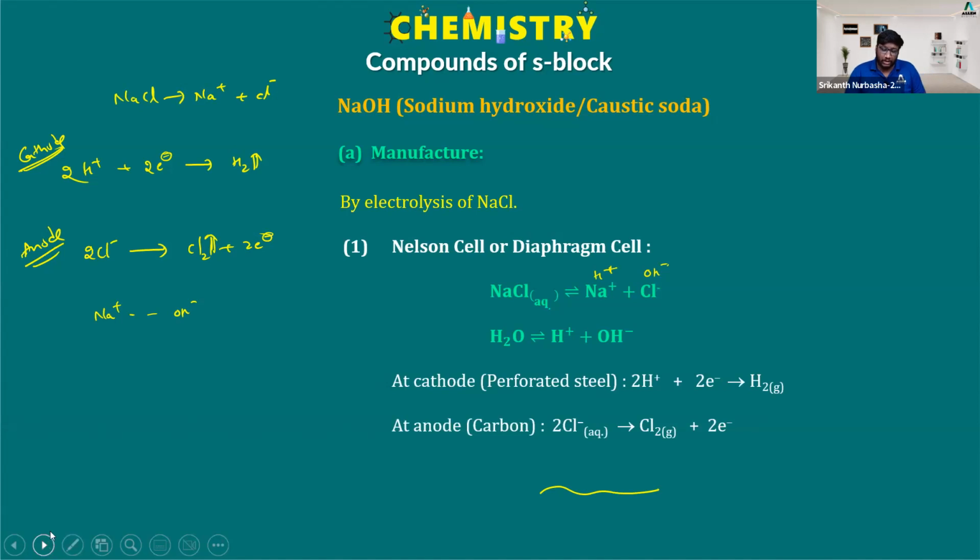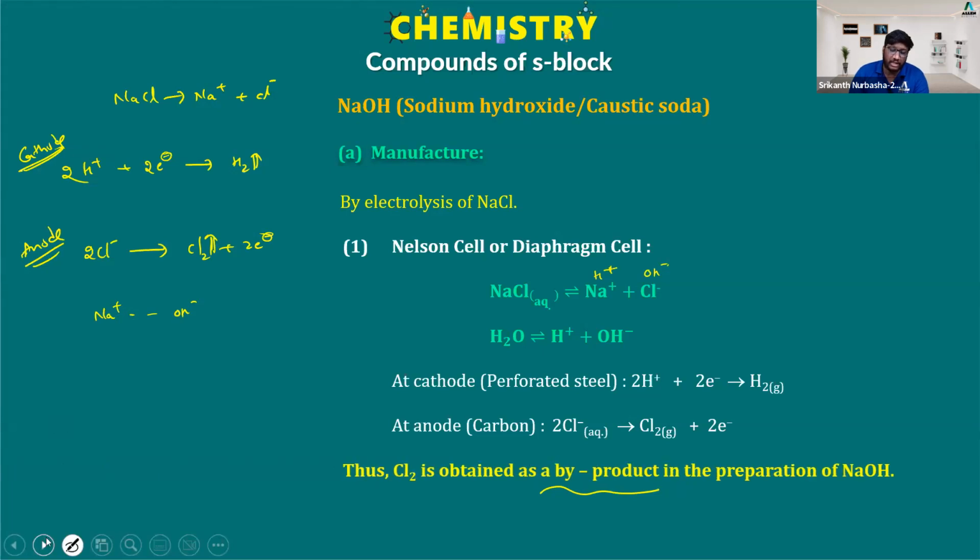Last class, if you look carefully, we have done the electrolytes of NaCl. There in the electrolytes of NaCl, we have Na+ and Cl- ions. Using the Nelson cell or diaphragm cell, if you do the electrolysis, you will be getting chlorine gas and H2 gas, and Na+ ions and OH- ions present in the reaction mixture. They form the respective NaOH. That is how you can prepare NaOH.